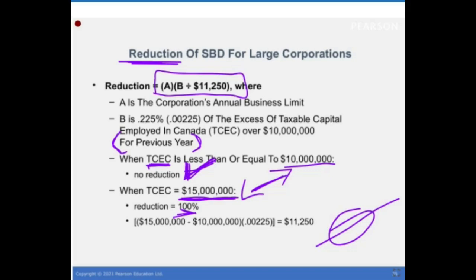Up to and including 10 million, you'll have no reduction. Between 10 and 15, you'll have a reduction based on this formula. And then when you reach 15 million, mathematically, you will have fully reduced to zero. So if you're 15 million or over taxable capital employed in Canada the previous year, you will effectively have no small business deduction. So keep those things in mind when you approach questions so that you can know how that's all going to work out and how those numbers are going to be crunched.